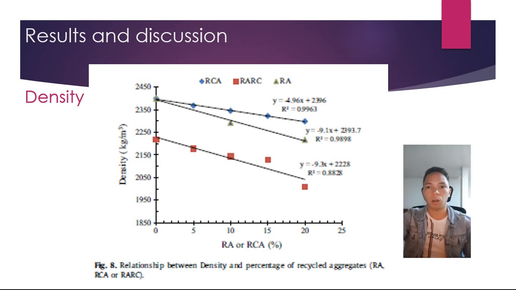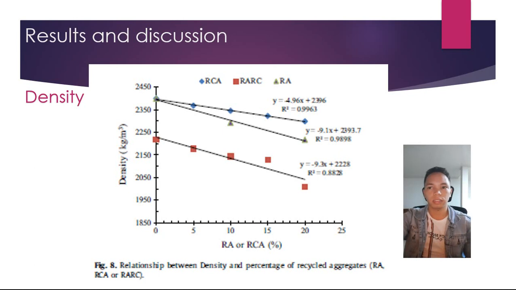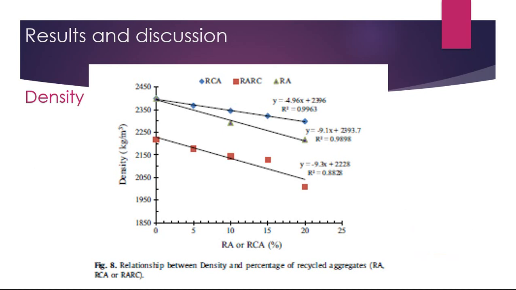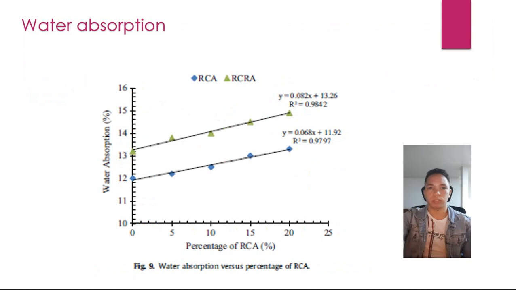Due to the low specific gravity of rubber crumb particles, the unit weight of rubber concrete decreases as the percent of rubber crumb replaced increases. Density decreased from 2,399 kg per cubic meter for plain concrete to 2,009 kg per cubic meter for RRC with 20% RCA, a reduction of 16.26% from conventional mixing.